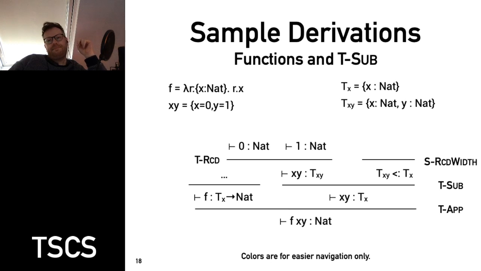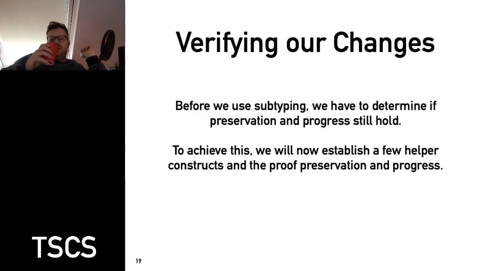Good. Now comes the part you all feared, of course, and this is proving that we still have progress and preservation. For this to actually work, we need some helper constructs to make the proof for preservation and progress. Because we just added subtyping, which is a major thing, we need to check if our type safety is still guaranteed by our type system.